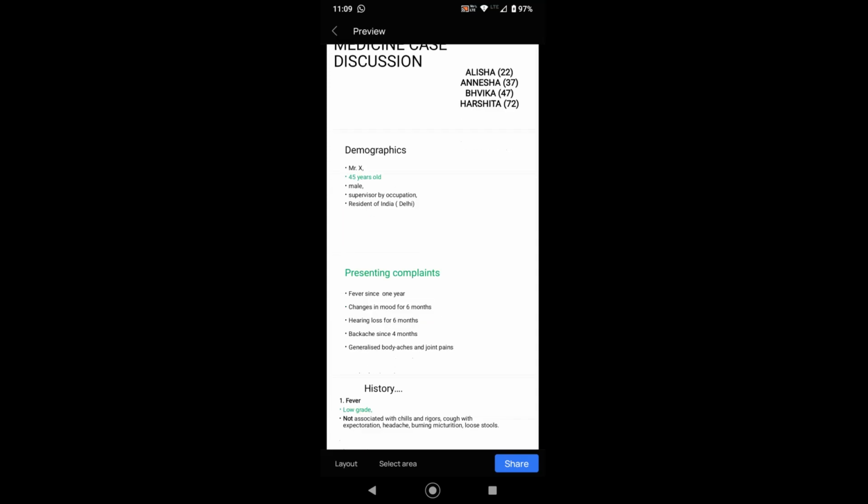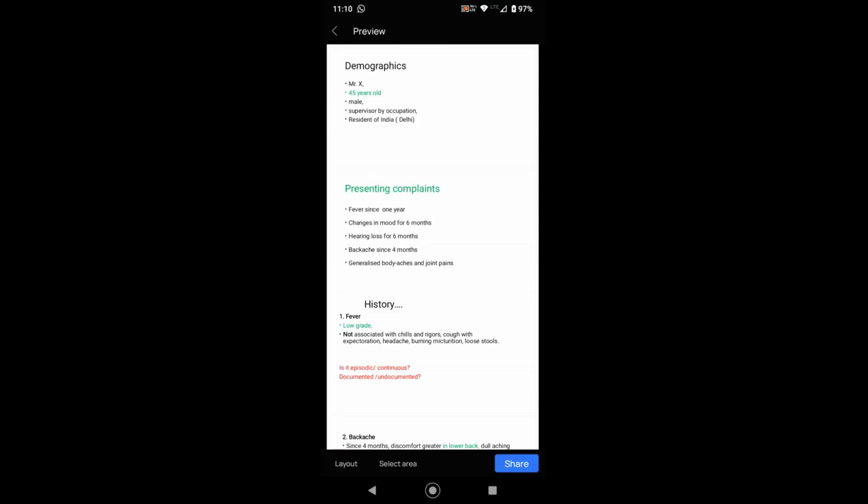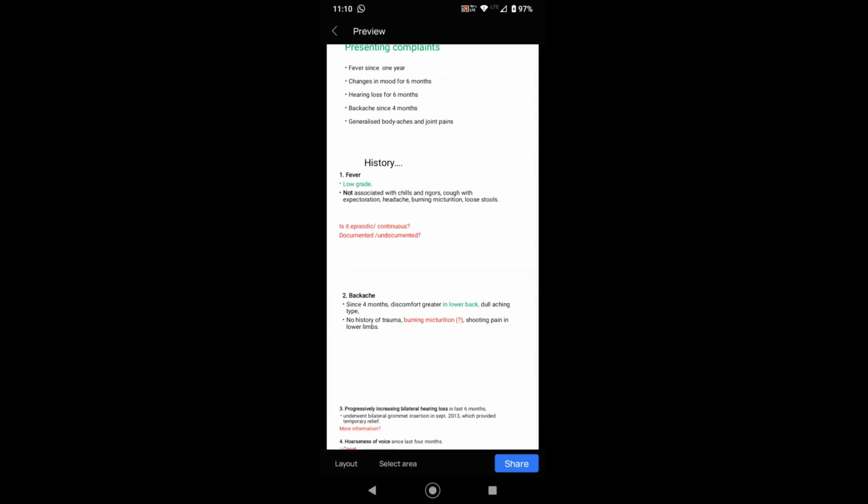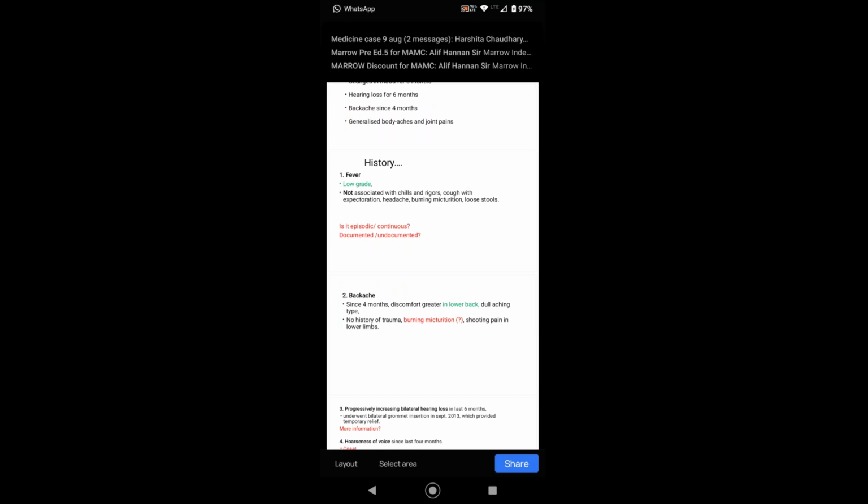So this is the case. I'll first be reading out the history and examination and investigations, and then we'll try to discuss some of the DDs which we have made. Mr. X, 45-year-old male, supervisor by occupation, resident of Delhi, had presenting complaints of fever since 1 year, changes in mood for 6 months, hearing loss for 6 months, backache since 4 months, generalized body aches and joint pains. The history of fever: fever was low grade. It was not associated with chills and rigors, cough with expectoration, headache, burning micturition, or loose stools.